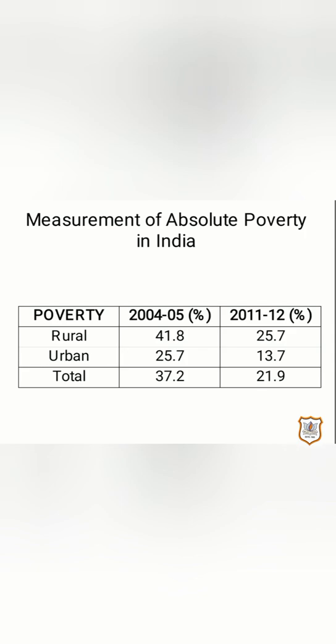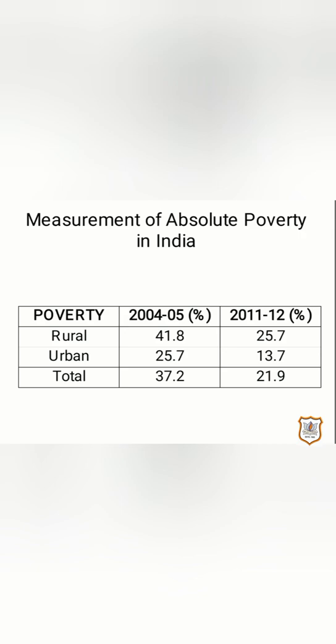Dear students, in my previous video I had already discussed the nature of poverty, in which we have seen absolute poverty. Now let us have a look at the measurement of absolute poverty in India. As you can see in the table, in rural areas the measurement of poverty, which was 41.8% in the year 2004-5, has now reduced to 25.7% in the year 2011-12.